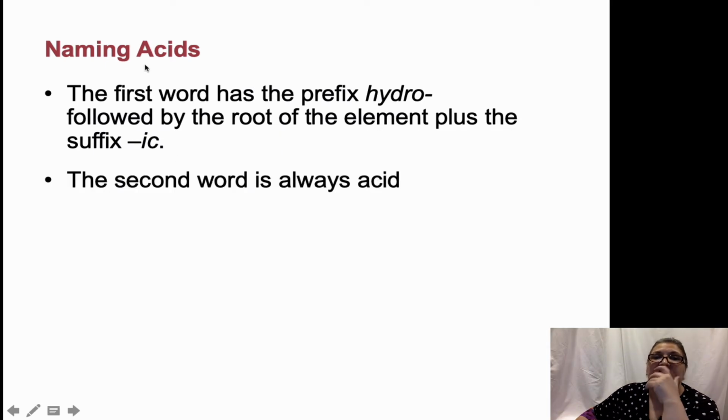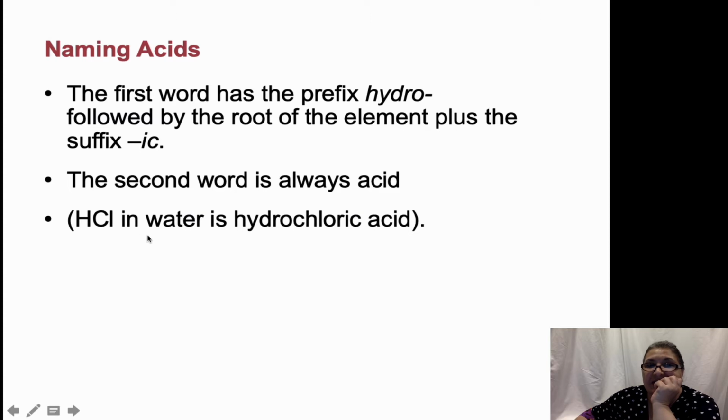Now for the acids, once you have a hydrogen attached to it, it gets a hydro for binaries. Hydro, and then an ending IC, and then always gets the word acid. For example, HCl is hydrochloric, gets an IC ending, and the word acid. I'm going to have a lot of practice, so.